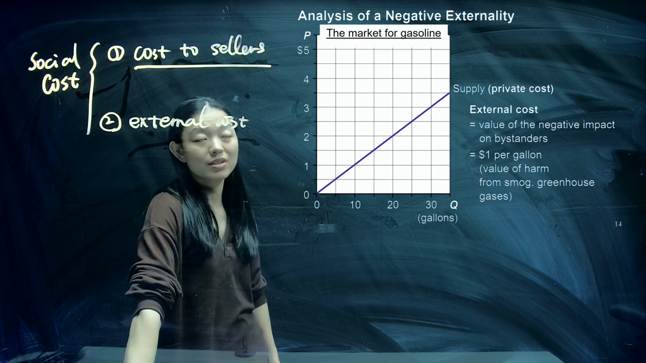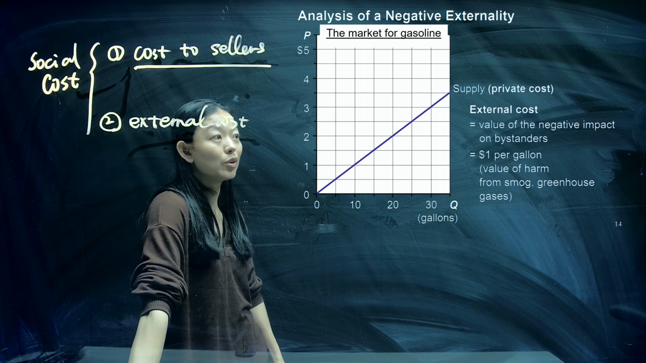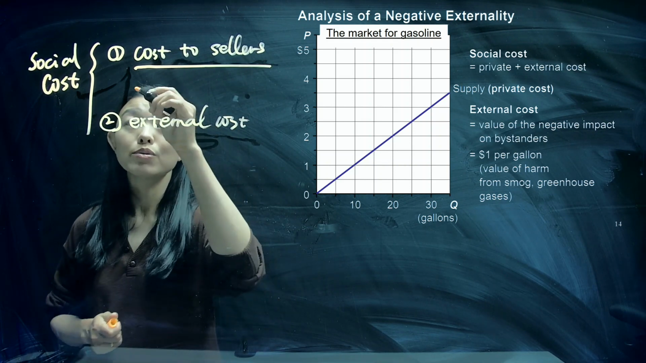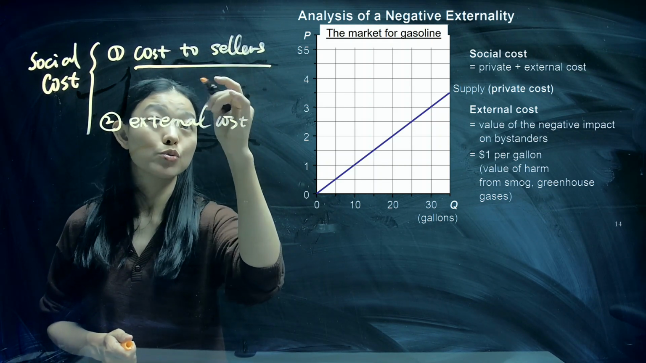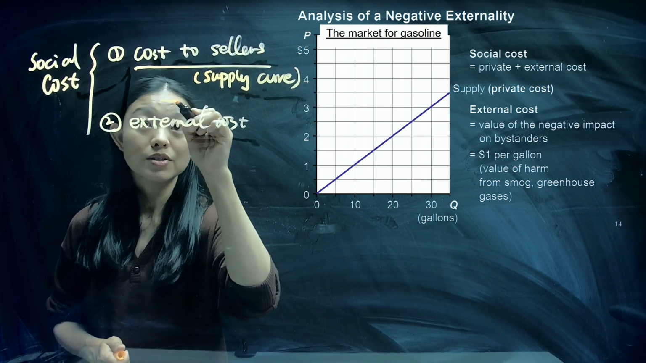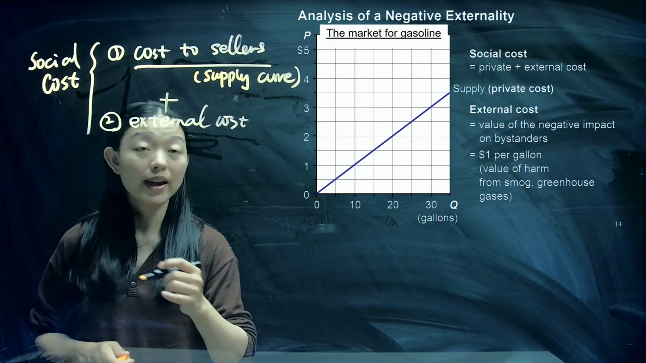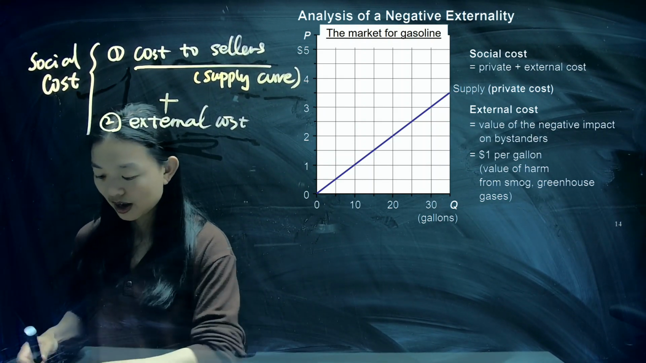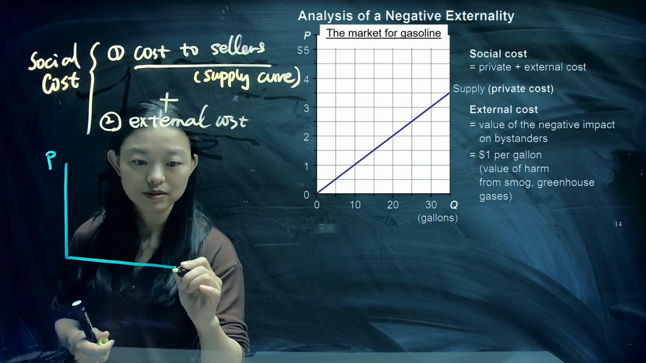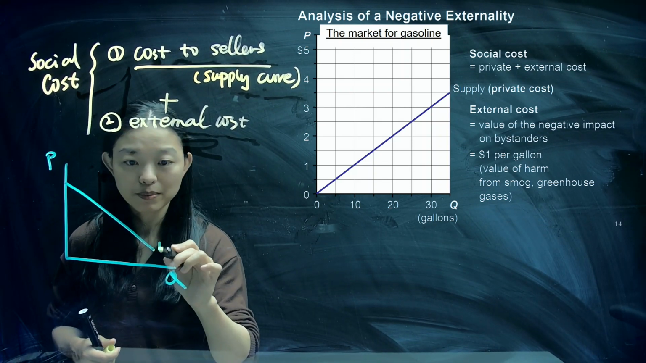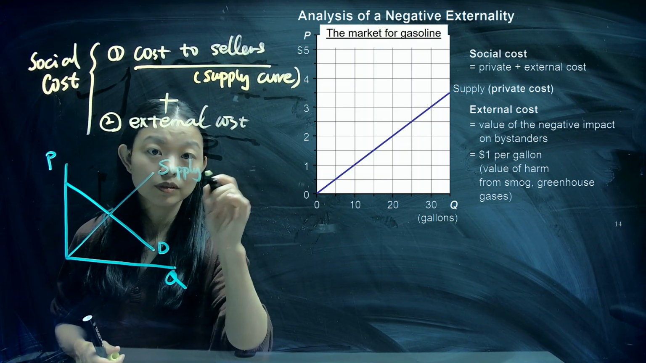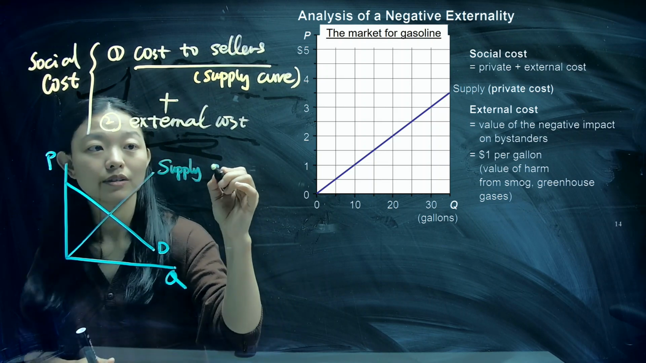So it will result in external cost. Say, for example, $1 per gallon. What will happen? It will result in social cost. And social cost will equal the cost to sellers, which is our original supply curve, plus external cost. So then you can see this is our original demand and supply. This is the price, this is the quantity, okay? This is the demand curve, and this is the original supply curve.